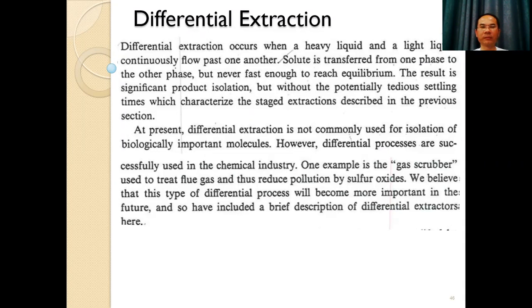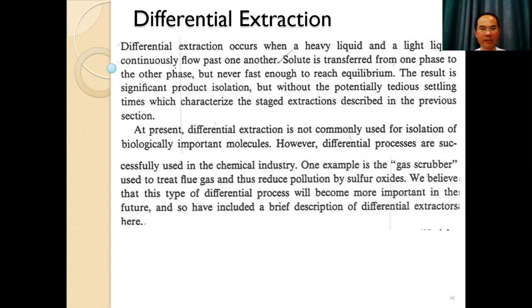In this talk we will focus on differential extraction. I talked to you already about continuous extraction, stage extraction, and batch extraction. Now we will consider differential extraction. It is mostly applied in the chemical industry, and has low application in bioprocessing.